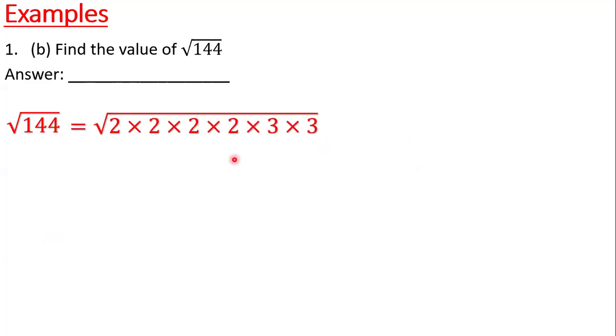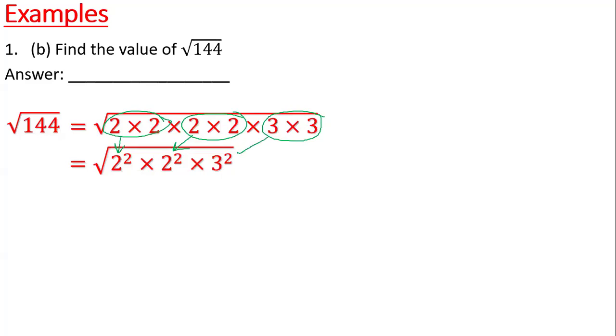Now what we're going to do is group them together. Put them in pairs. That's very important. So we have 2 times 2, which gives us 2 squared. We have 2 times 2, which gives us 2 squared. And then we have 3 times 3, which gives us 3 squared.